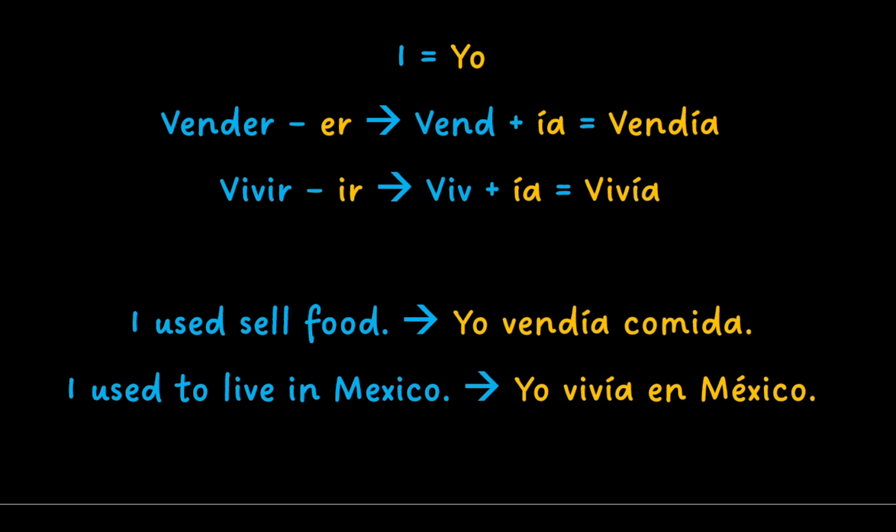Because this is conjugated the same way as the he, she, and you form of the verb, I'll include pronouns in these sentences to emphasize who's doing the action. I used to sell food is yo vendía comida. I used to live in Mexico is yo vivía en México.